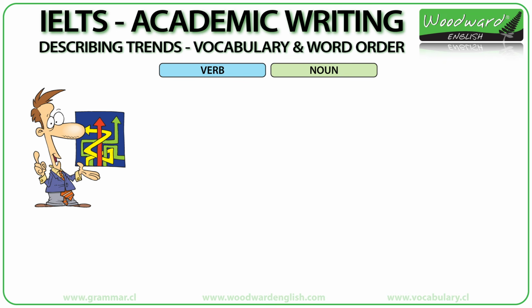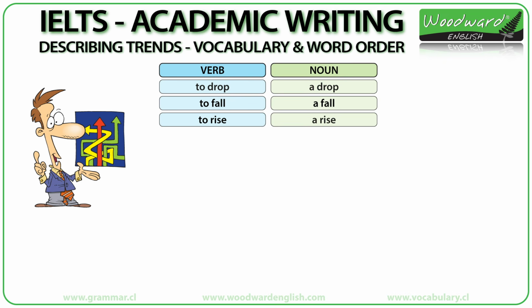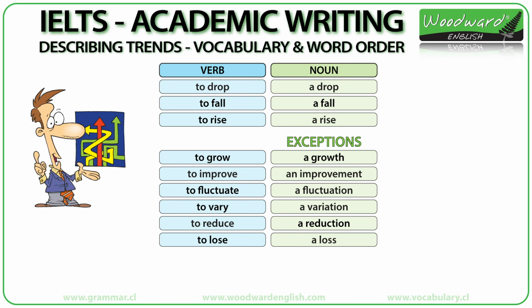Fortunately, most of the verbs have the same spelling or form when they are nouns. For example, the verb to drop becomes the noun drop. The verb to fall becomes the noun fall. The verb to rise becomes the noun rise. Just be careful with the exceptions.